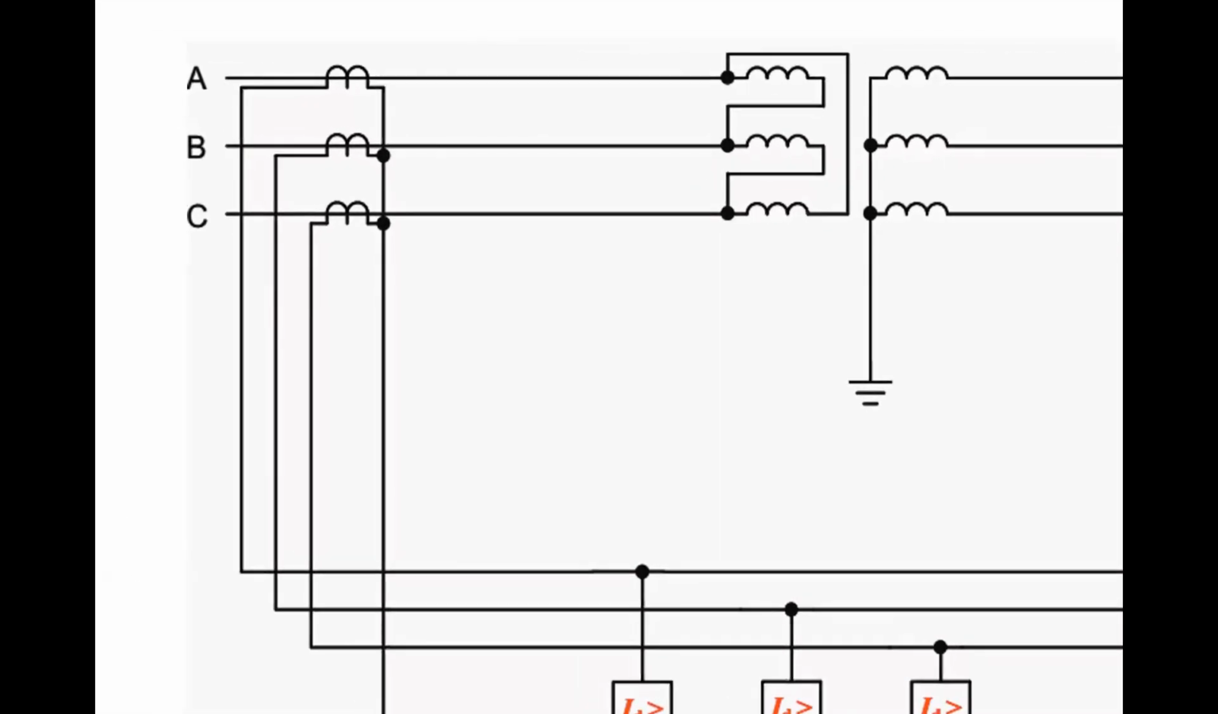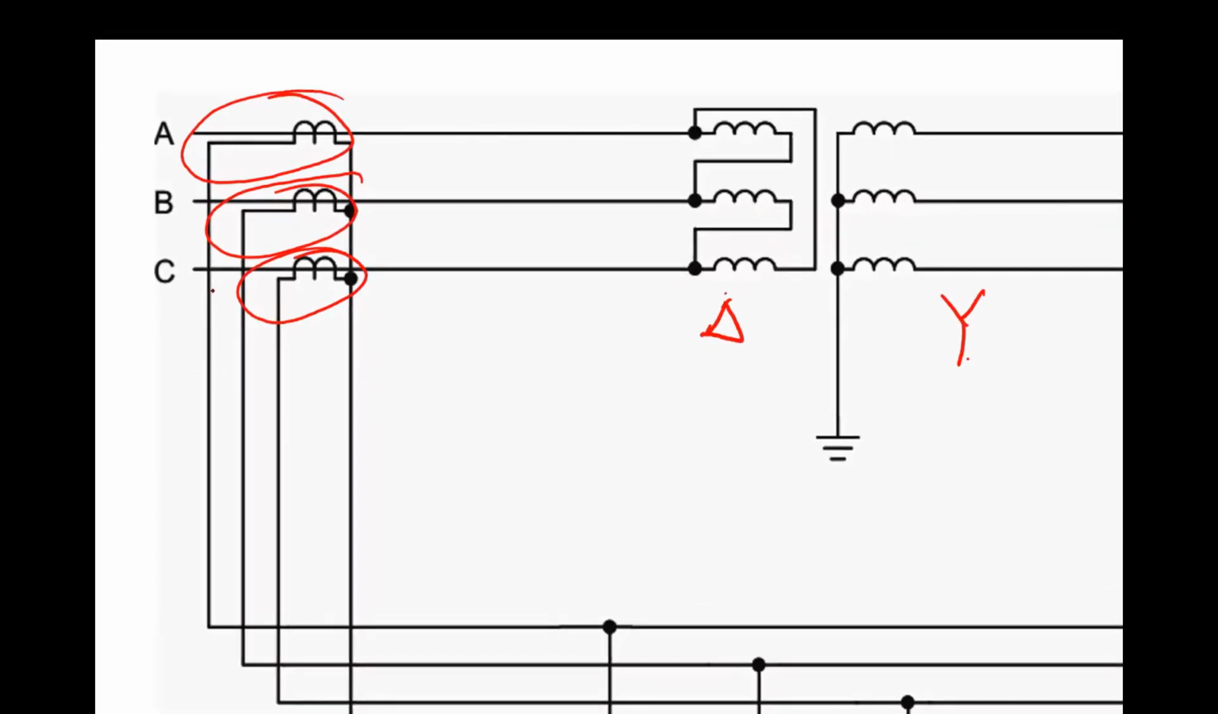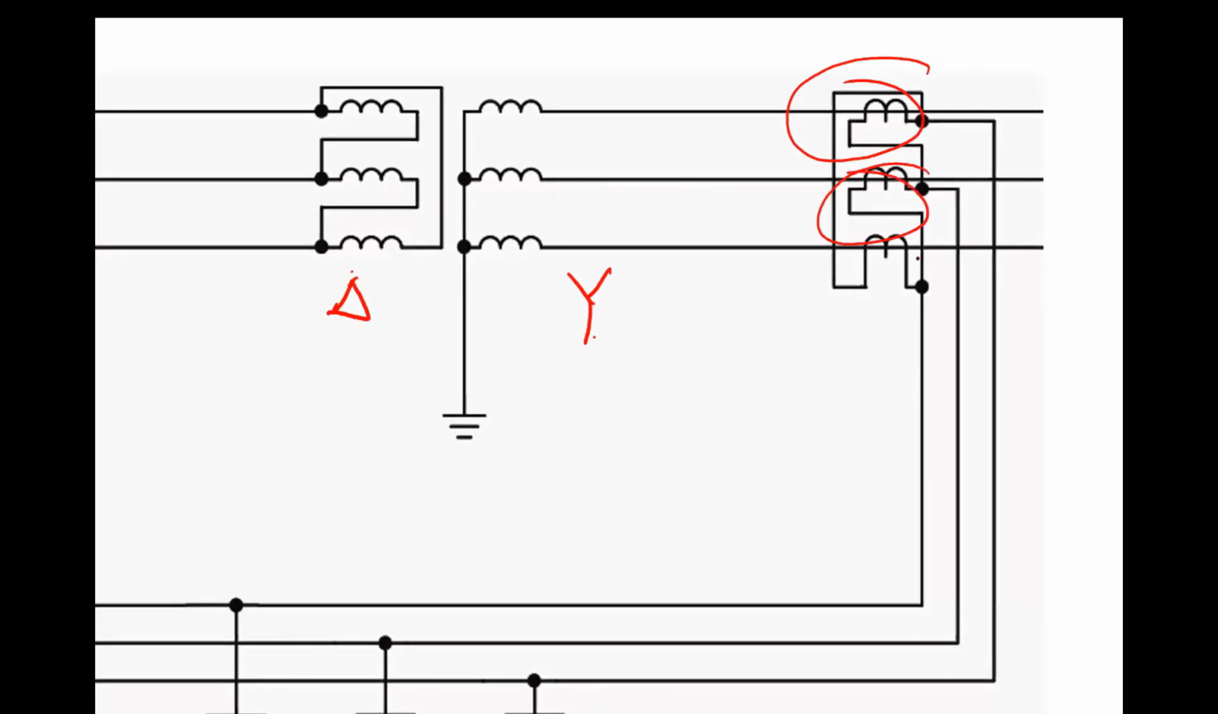you can observe that the primary side is delta connected, and the secondary side is star connected. So this is delta connected and this side is star connected, and the star point is solidly grounded. So on the delta side, how are the CTs connected? They are connected in star. Here you can observe the CTs on the star side are delta.